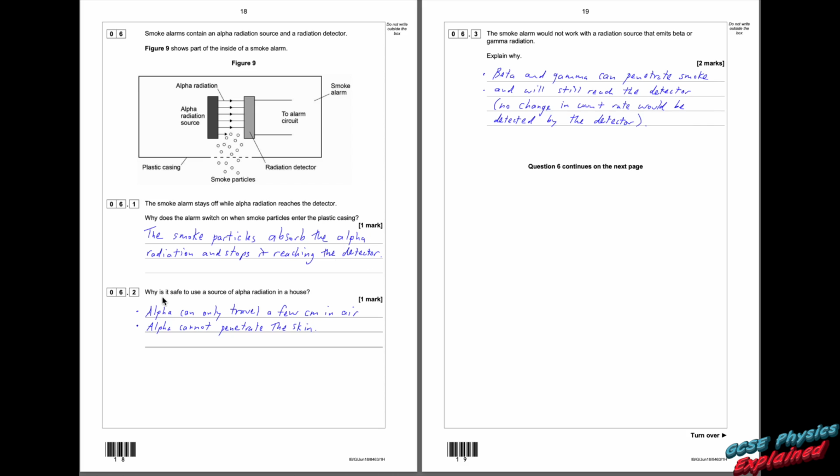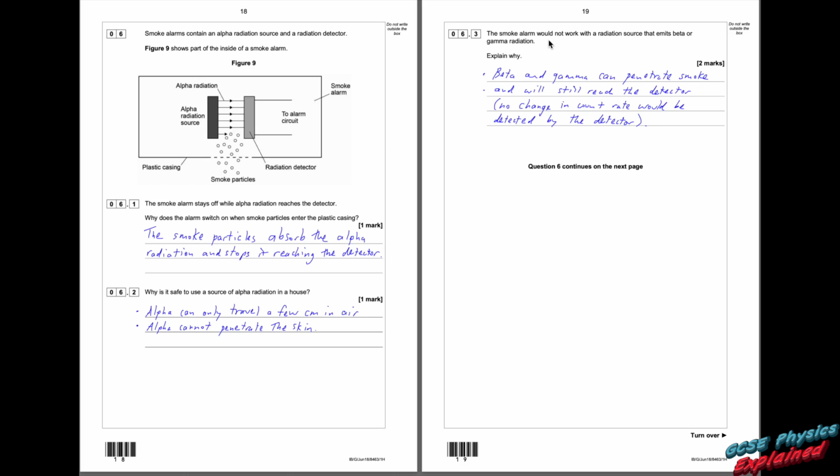1 mark. Part 2. Why is it safe to use a source of alpha radiation in a house? Well, remember, alpha can only travel a few centimetres in air, so it's easy to stay away from it. And if you are within a few centimetres of it, don't worry, alpha can't penetrate the skin. Plus it's in a plastic casing, so the chances are it won't even get out of that plastic casing. And if the plastic casing is 1 or 2 centimetres, then it definitely won't get out.